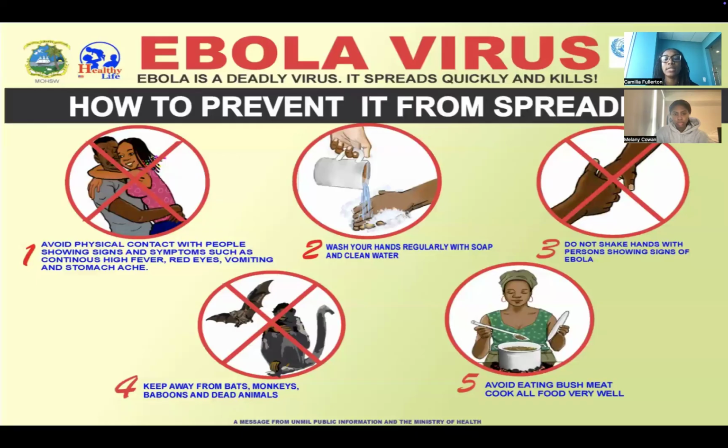Once again, you want to stay clear of the person that could possibly be affected with this disease if they're showing signs that they are affected by it. You want to keep your distance so that you can avoid spreading it. Keep away from bats, monkeys, baboons, and dead animals. Obviously, stay away from these animals because they could possibly be carrying this virus, and you don't want to ingest it or touch it and then bring it back home and start an outbreak.